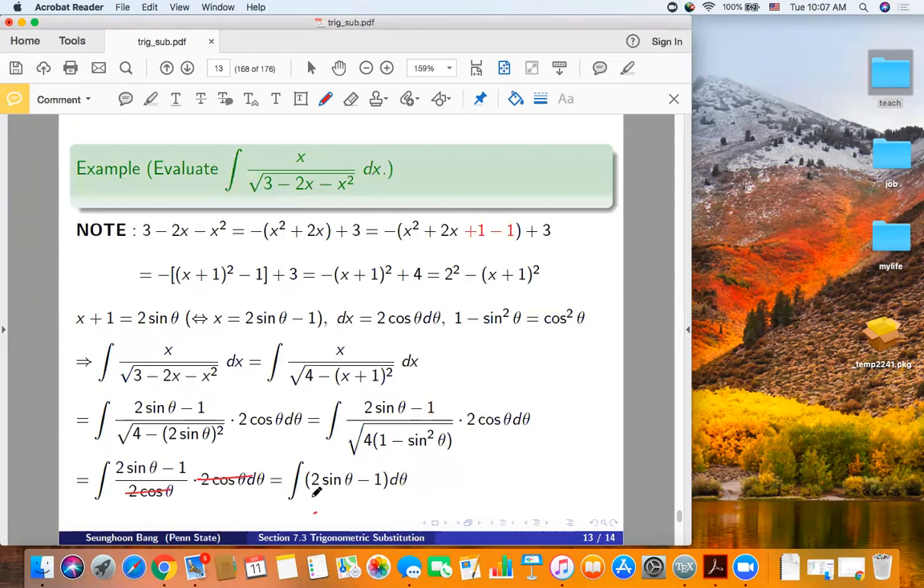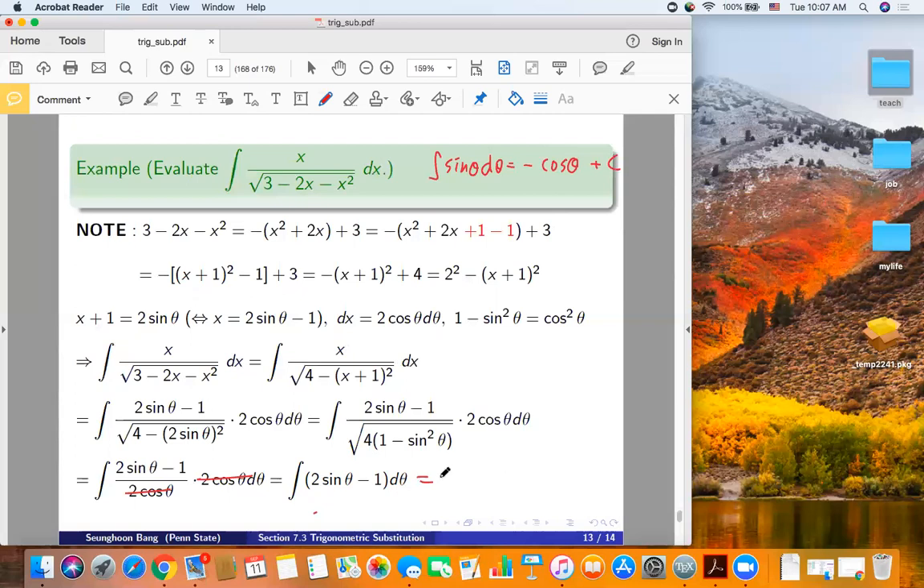So what's the integral of 2 sine theta minus 1 d theta? What is the answer? Do you know this one? What is the integral of sine theta d theta? Could you write your answer on the chatting board? The negative cosine? Yes, you're right. Exactly, negative cosine theta plus c.